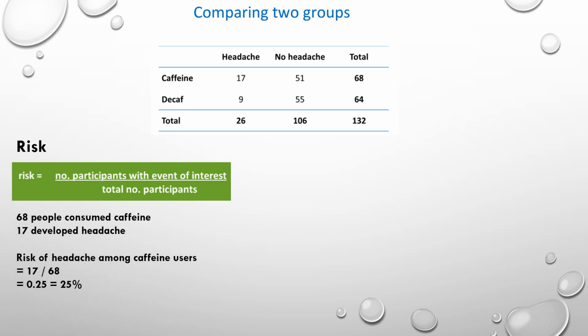So in this case, 68 people consumed caffeine, and out of them 17 developed headache. The risk of headache among caffeine users is 17 divided by 68. So that is 25%. 25% is the risk of headache among caffeine users. Can you find out what is the risk of headache among decaffeinated drink users?